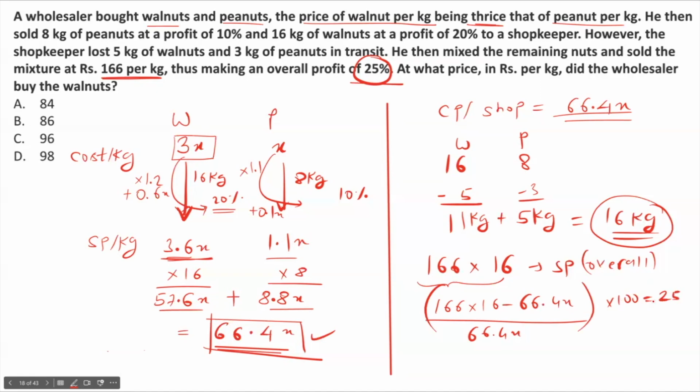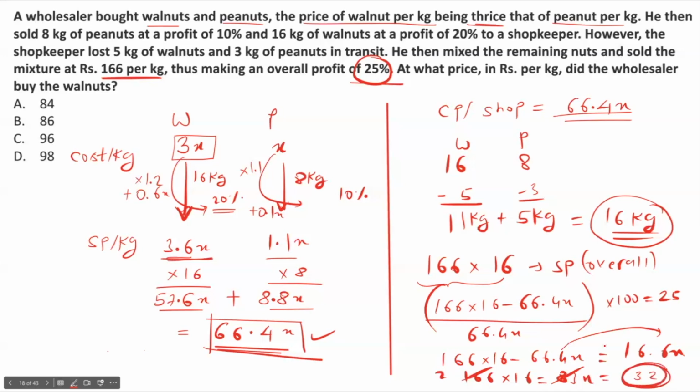So we'll just cross multiply on both sides. 66.4 into 25 divided by 100, this entire thing will be 16.6x. So 166 into 16 minus 66.4x is 16.6x. Get 66.4x on the right hand side. You get 166 into 16 is equal to 83x. 83 ones are and twos are cancel. You get x as 32. Finally, you get x as 32.